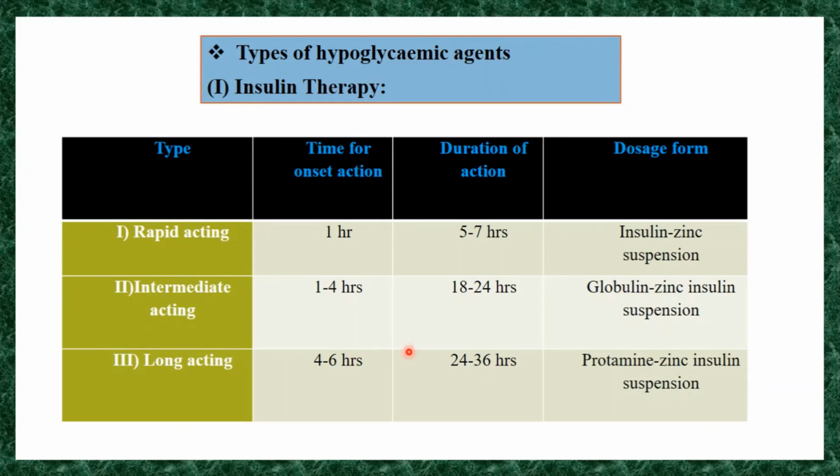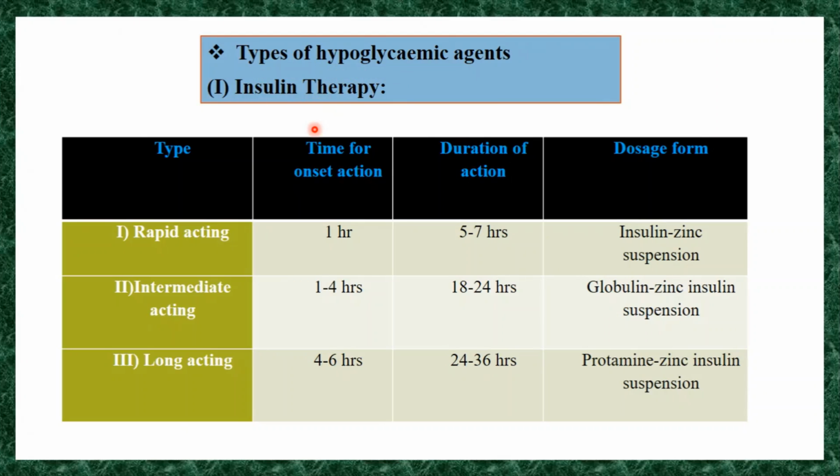The next point that we are going to learn is types of hypoglycemic agents. There are two types of hypoglycemic agents: insulin therapy, where we take the drug by injection, and the second one, the oral hypoglycemic agents. So, oral and parenteral hypoglycemic agents. First we'll see insulin therapy.